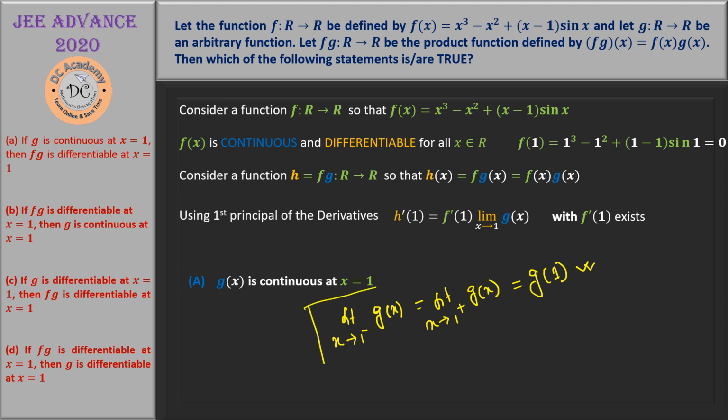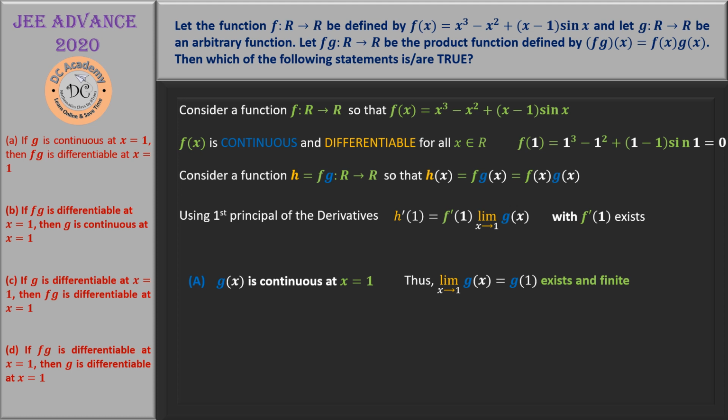If the first two are equal, then it is obvious that limit x tends to 1 of g(x) exists, and that must be equal to g(1). So we directly write that limit x tends to 1 of g(x) equals g(1), which exists and is finite. Now recall the h'(1) definition here. Here f'(1) exists, and g(x) is continuous, so the limit of g(x) as x tends to 1 also exists.